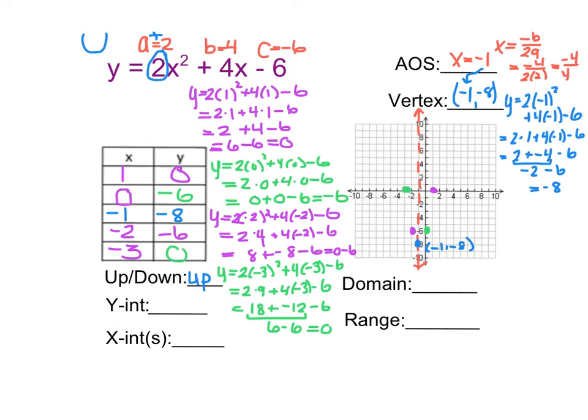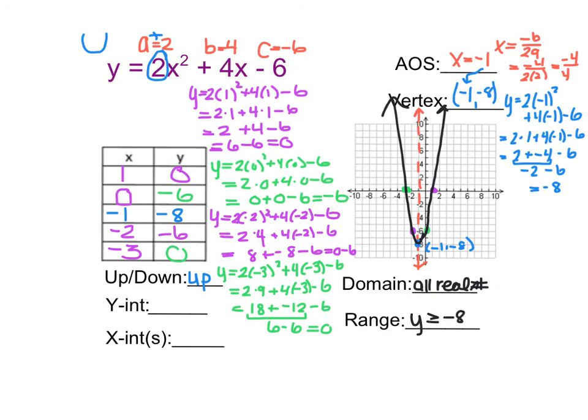So now we can take our points and graph them. And then the last thing we need to do here is identify our key information. So our domain, because we're going forever left and right, is all real numbers. Our range has a low point of -8 and then it goes up. So it's y is greater than or equal to -8.